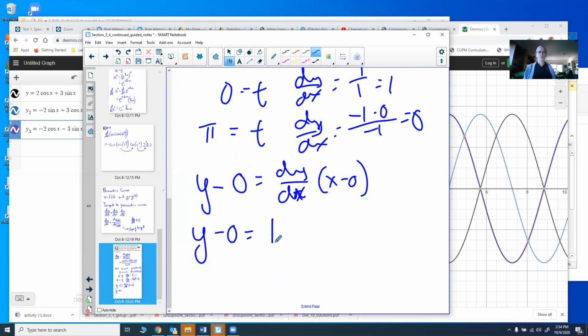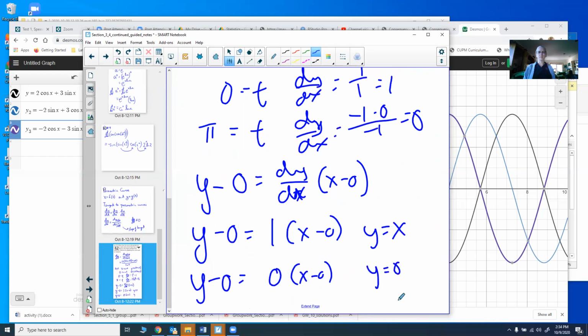So we're going to have, let's do the first one first. So that gives me y equals 2x. And the other one would be y minus 0 is equal to 0 times x minus 0, so y equals 0. So there are your two different lines that occur.